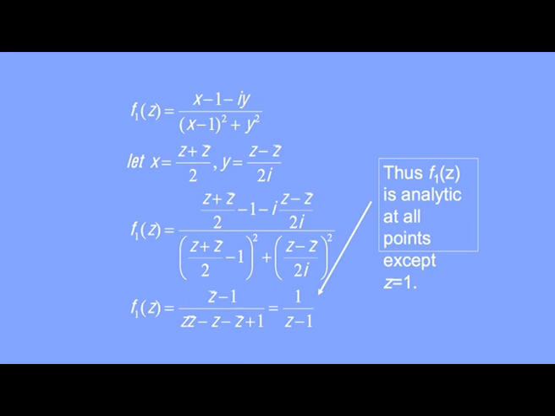So, your f1(z) becomes what? x plus z plus z bar by 2 minus 1 minus i times z minus z bar by 2i, and the denominator becomes z plus z bar by 2 minus 1 the whole square plus z minus z bar by 2i the whole square. So, if I simplify, what happens? You get the function 1 by z minus 1.